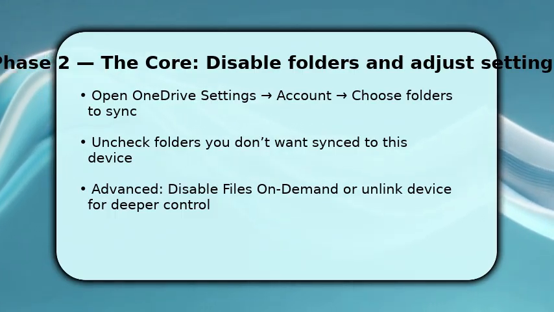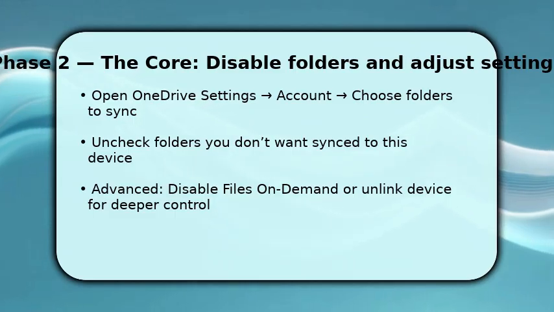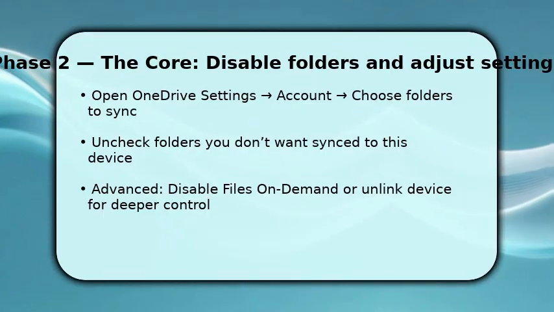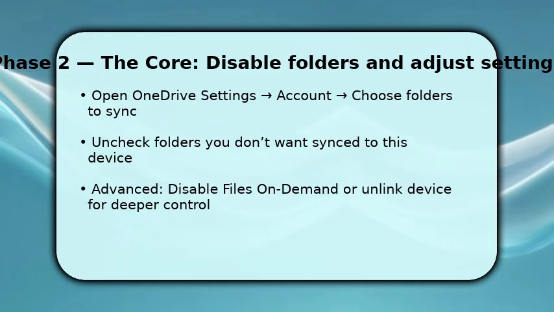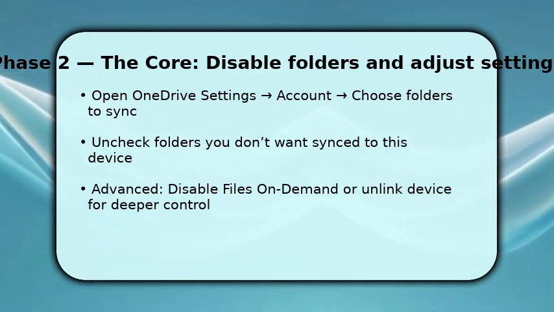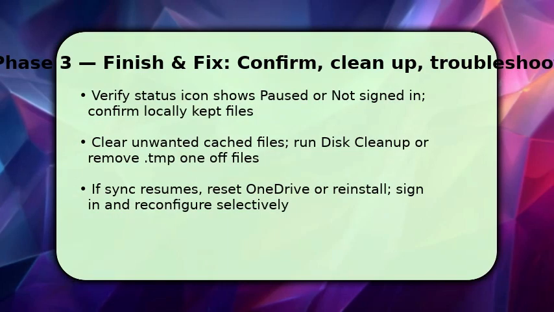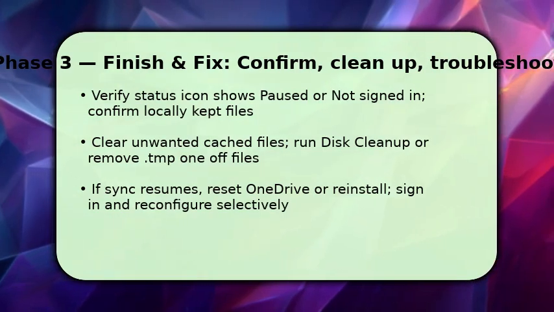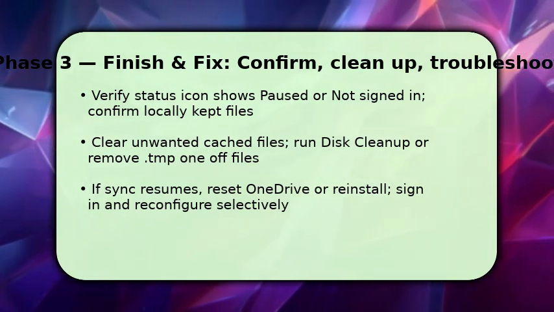Once done, consider turning off Files On-Demand if placeholder files cause confusion, because disabling it forces files to remain local. If multiple devices are linked, unlink this PC to sever automatic syncing completely. Make sure to move any local-only files to a safe folder before unlinking so nothing is lost, and verify the OneDrive icon shows paused or not signed in, and confirm that your important files are stored locally where you expect them.